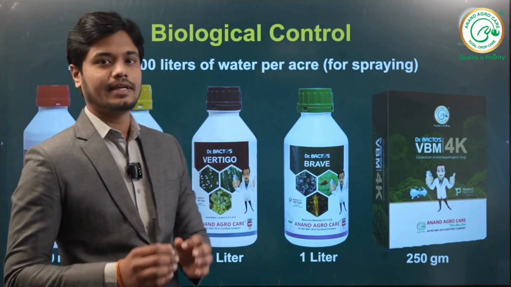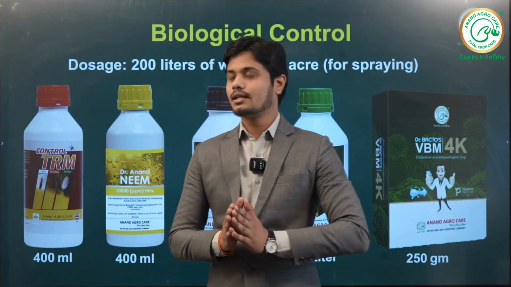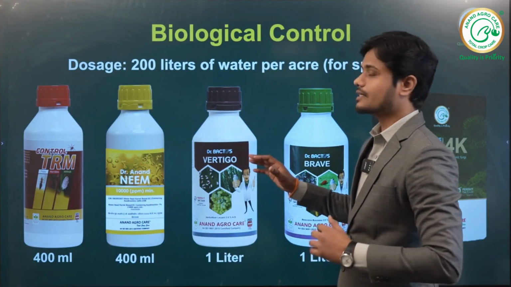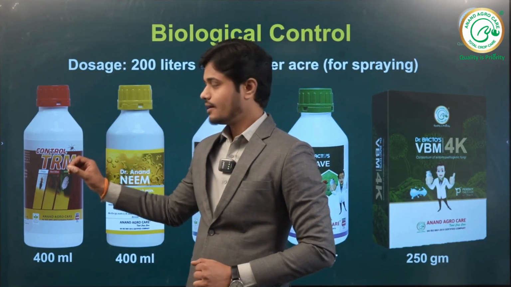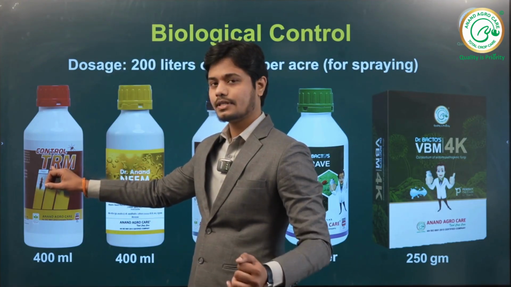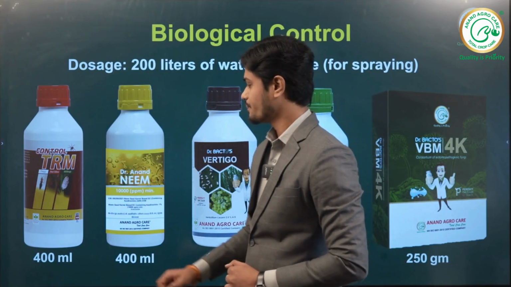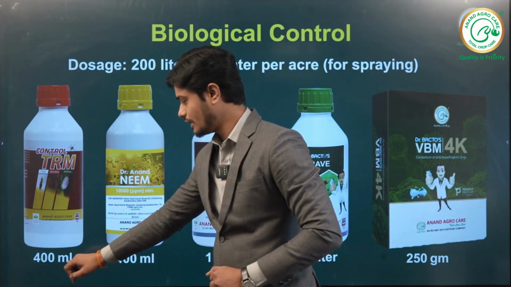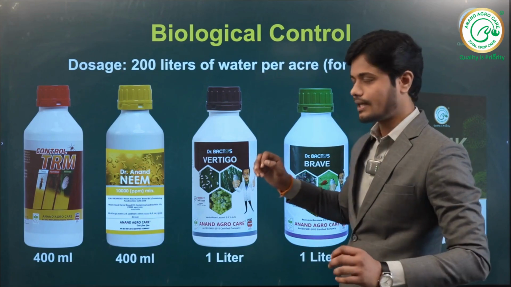So what are its preventive or curative measures? Firstly, we will see the biological control against these red mites. You need to apply Anand Agrocare's Control TRM, where T means thrips, R means red mites, and M means mealybugs. In 200 liters of water, you need to take 400 ml of Control TRM for foliar spray.